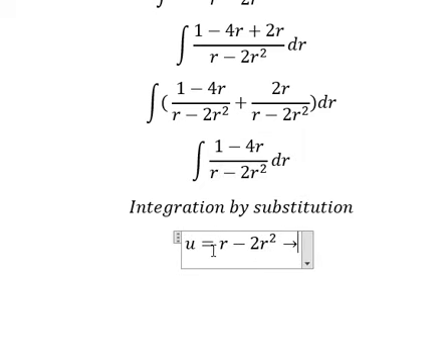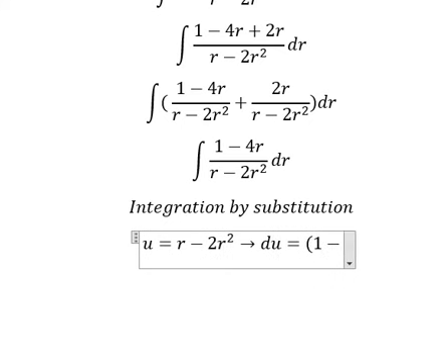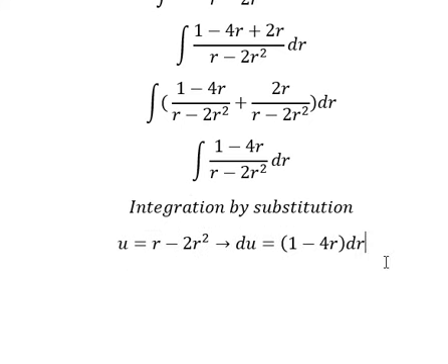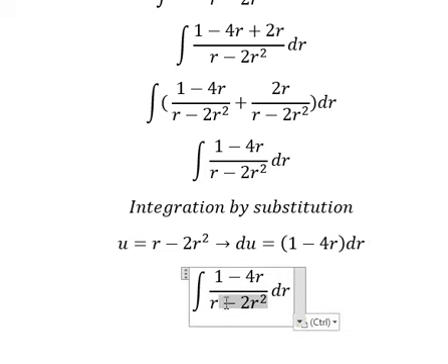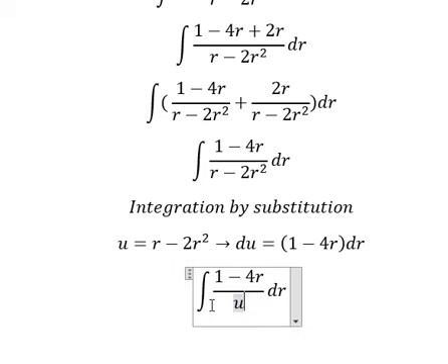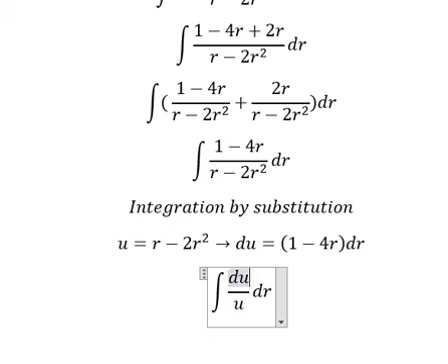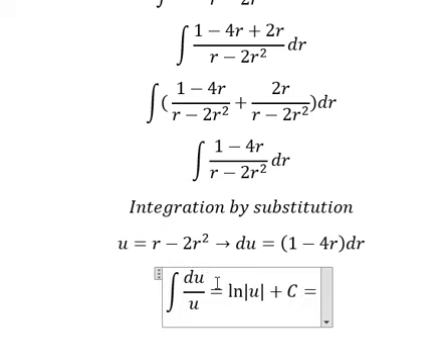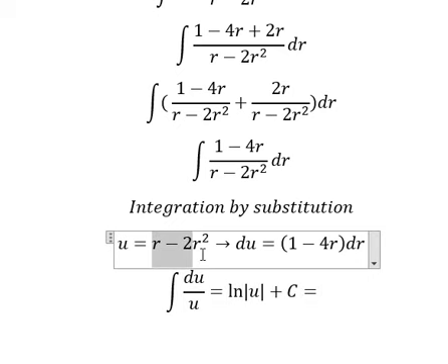So we need to first do the derivative for both sides. We have 1 minus 4r dr. So this one we change by u. 1 minus 4r dr we change by du. The integration of this one, we have ln of the absolute value of u, and we put c. About u, that's this one.